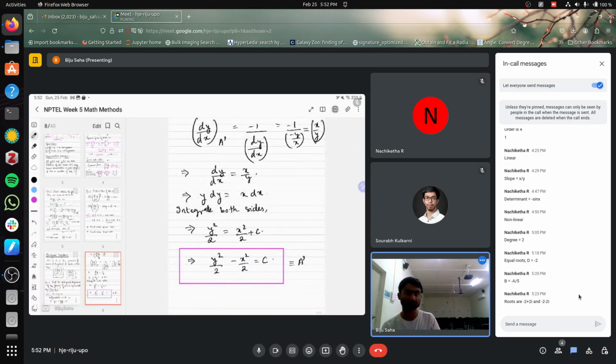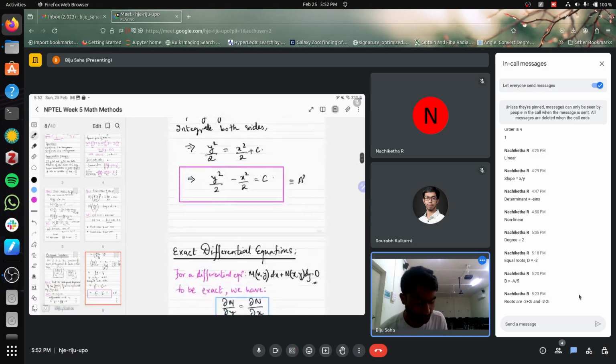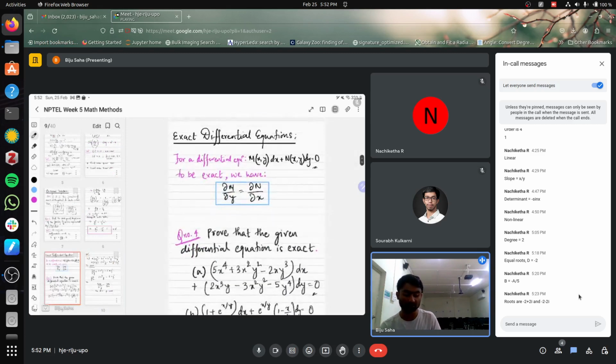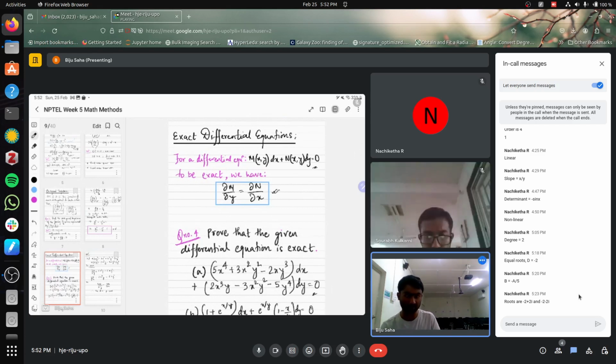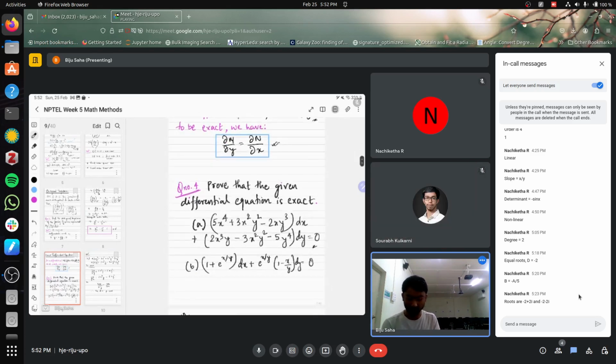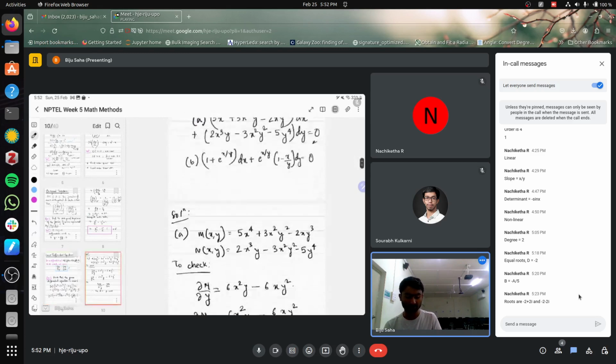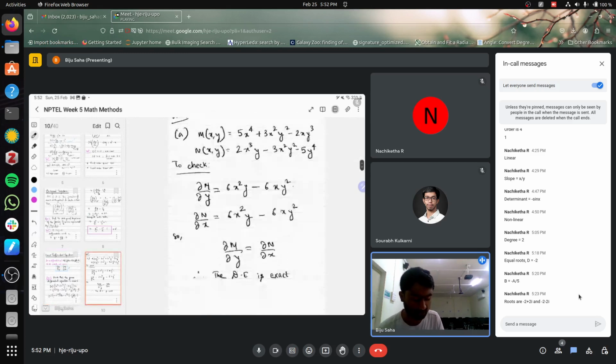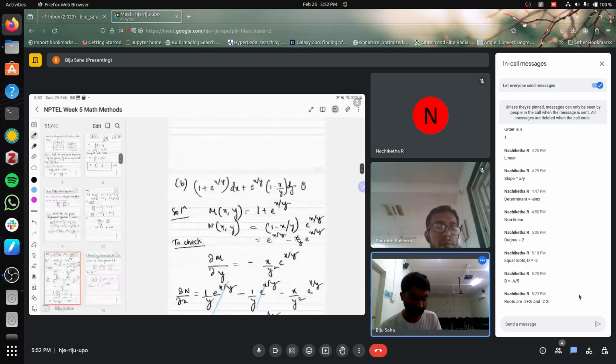Then the exact differential equation. This is the criterion: if this criterion is obeyed, then the differential equation is said to be exact. Then we worked out a few problems to find the exactness of the differential equation.